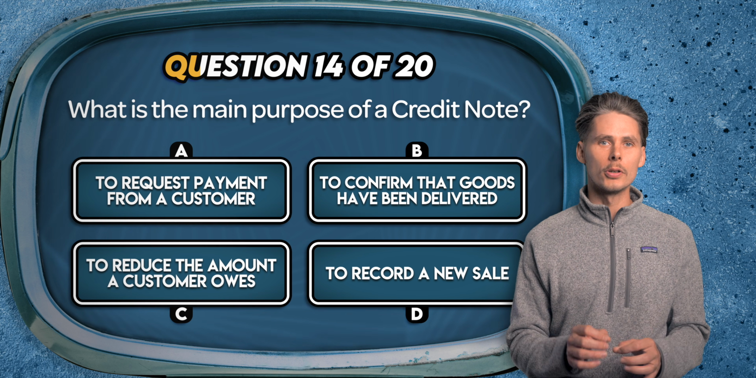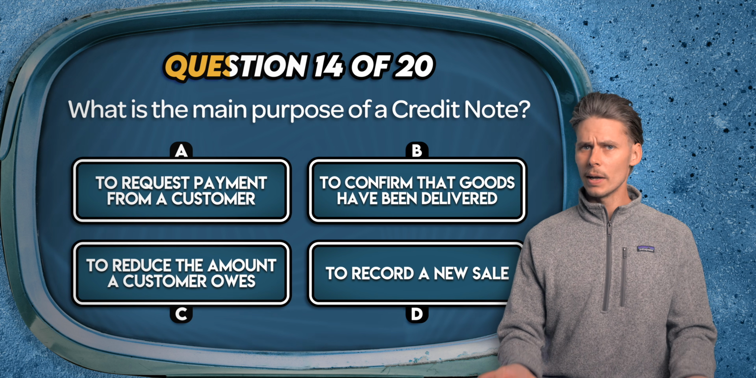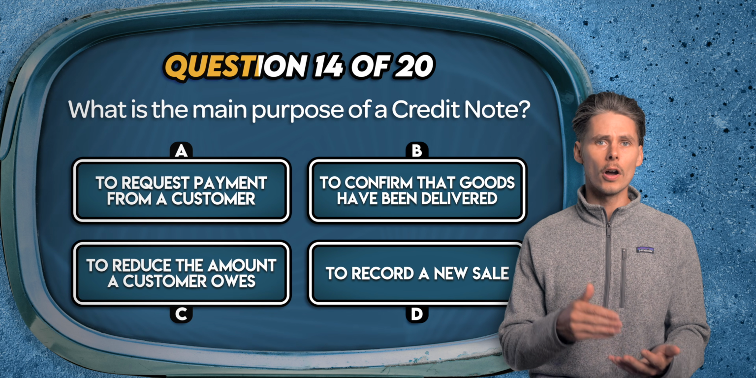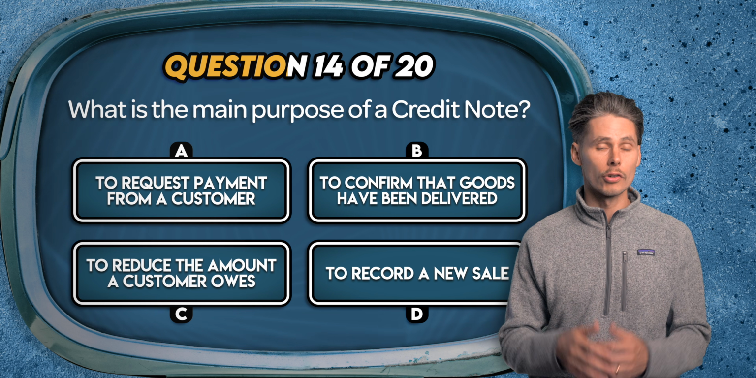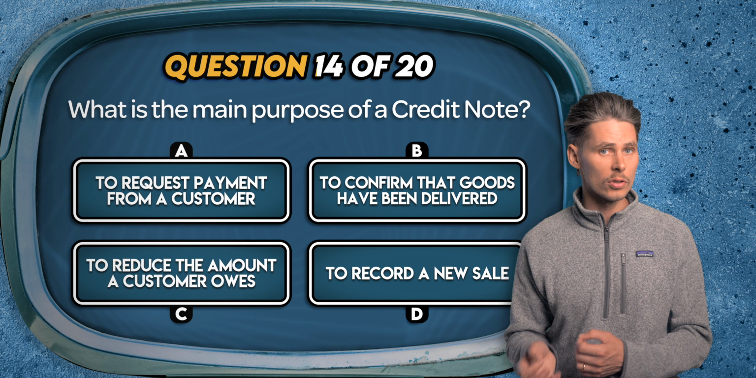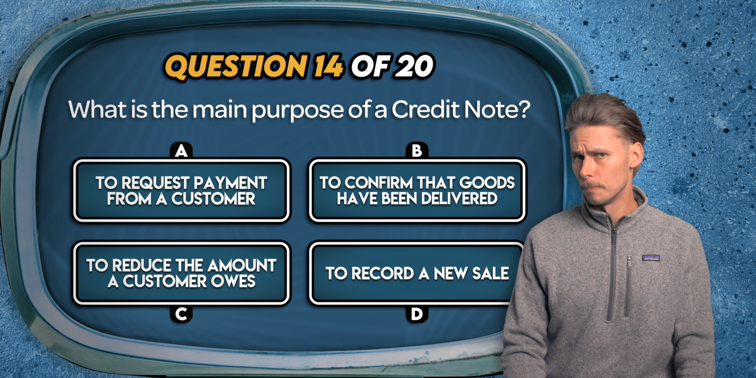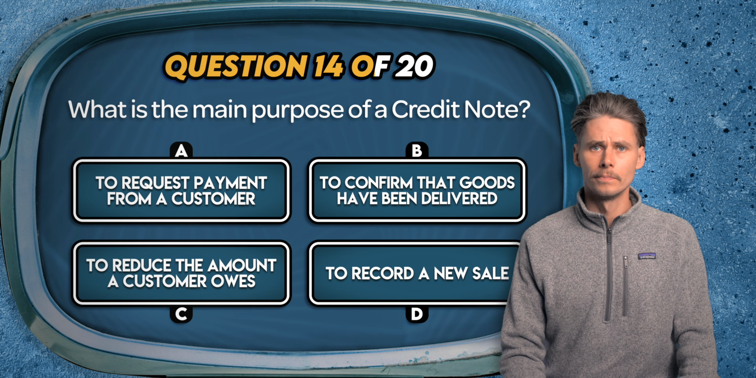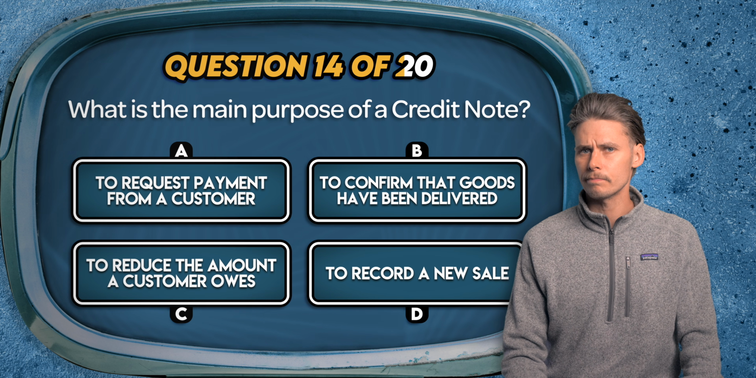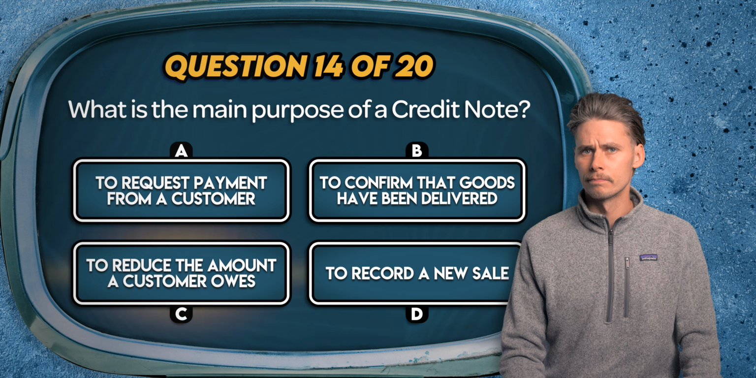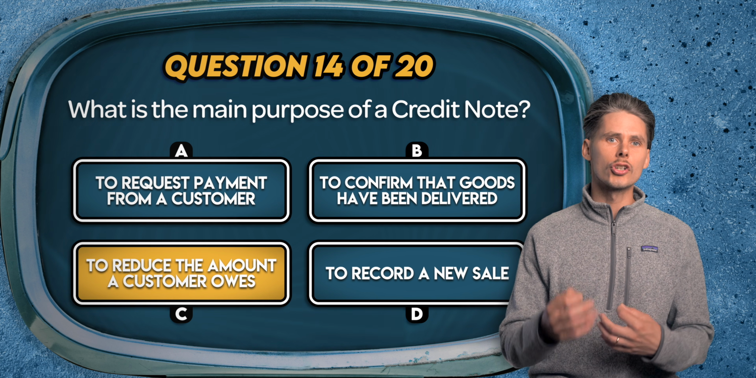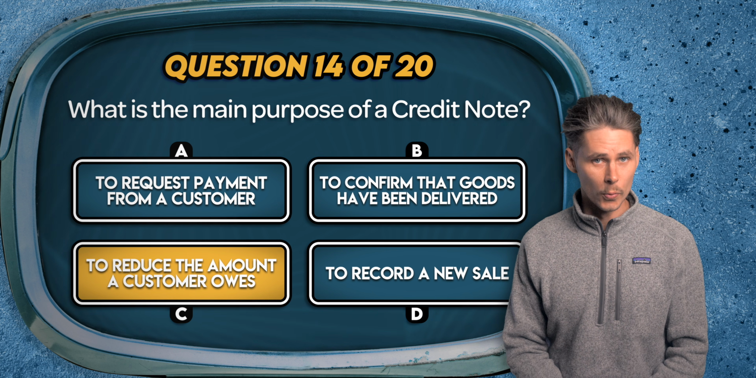Question 14. What's the main purpose of a credit note? Is it to request payment from a customer, to confirm that goods have been delivered, to reduce the amount a customer owes, or to record a new sale? C again. A credit note reduces what a customer owes.